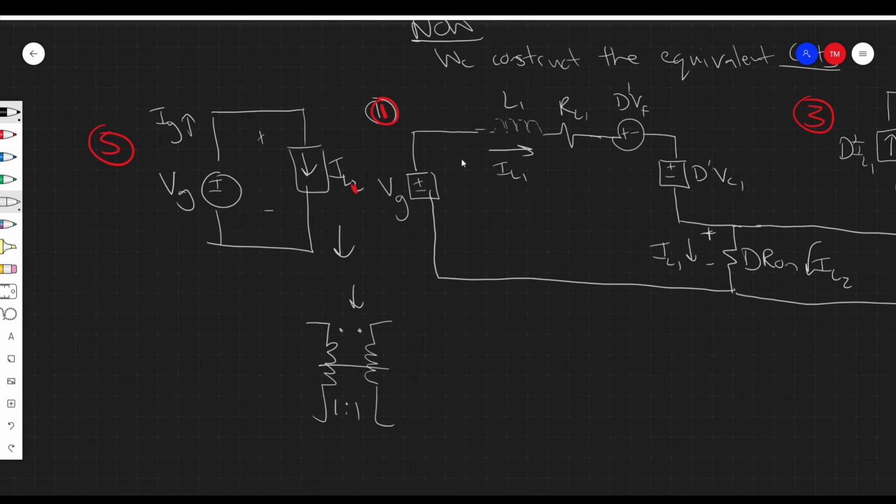I'm going to ignore it for now because we already have the same voltage here. Bringing this over the transformer doesn't do anything at all. It would just turn this dependent source into an independent source.